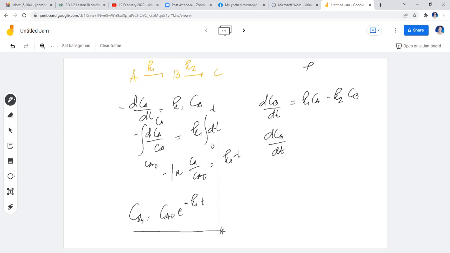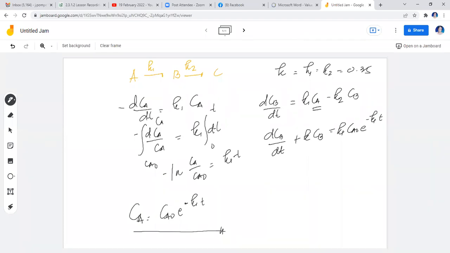And since k sub 1 is equal to k sub 2, which is 0.35, I can place everything as k sub 1, or I can simply represent it as k. Anyway, they're just equal. So I'll place here dC_B/dt plus k C sub B, this one transferred here, equals k sub 1 C_A0 e raised to minus k sub 1 t.